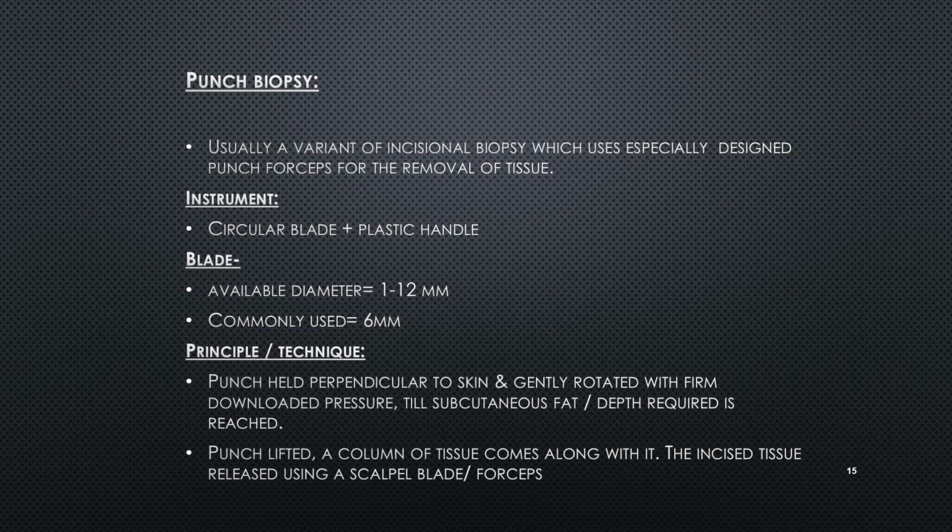And the instruments we use are the surgical blade and a plastic handle. The blade is available in a diameter of 1 to 2 mm or so, and commonly 6 mm is used. So what is the technique by which we do it? The punch is held perpendicular. Remember this, it should always be held perpendicular to the skin and gently rotated with a firm downward pressure till the subcutaneous fat, or deeper if we require.